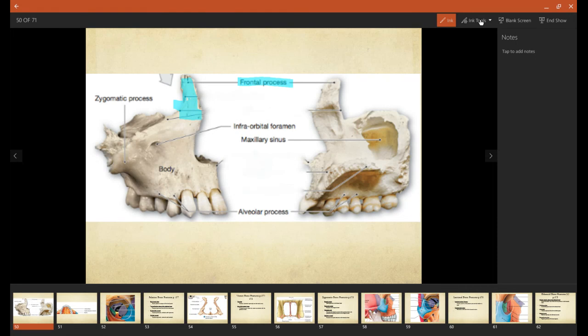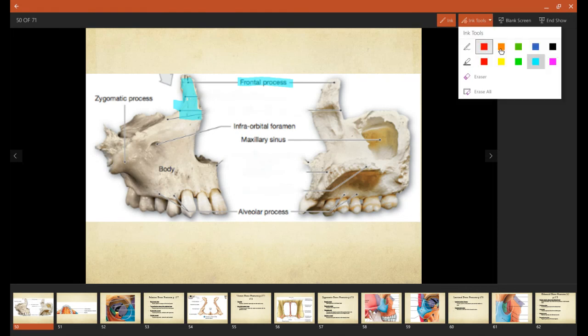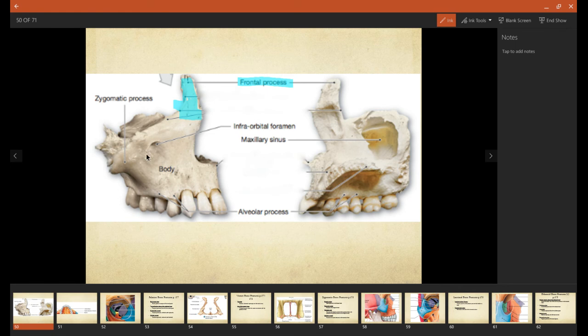Now the zygomatic process is going to stick out to the zygomatic bone, and so that's going to be this bump right here. It's a little bit smaller, but it's just coming off the body of the maxillary bone. So this is the zygomatic process of the maxillary bone. That's about the borders right there that sticks out.